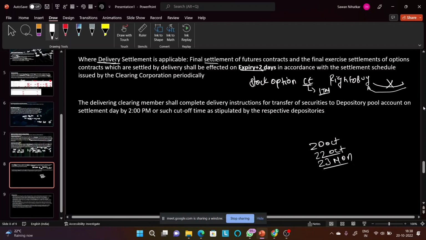Now, delivering clearing member shall complete delivery instructions for further transfer of security to depository pool account on settlement day by 2 p.m. or such cutoff time as stipulated by respective depositories. Now, what do you mean by these depositories? Depositories is something which is nothing but storing your shares.